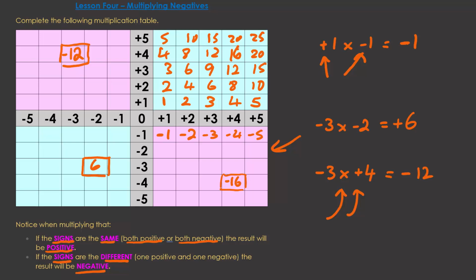So coming back to this, if the signs are the same, that's both positive or both negative, the result is positive. If the signs are different, then the result will be negative.